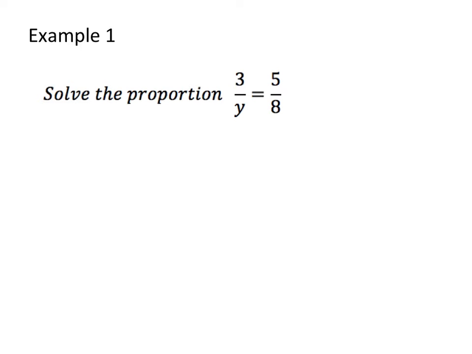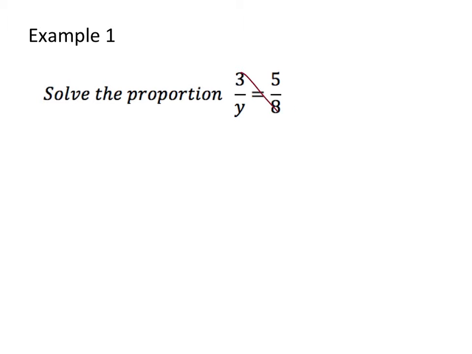Now we're going to go into solving proportions, and we're going to be using the cross product property. There's another property called the reciprocal property, which basically states that 3 over y equals 5 over 8 is the same as y over 3 equals 8 over 5. Like if you flip it, then it still works. But I think the cross product property is the most useful, so we'll just use that to solve all of these.